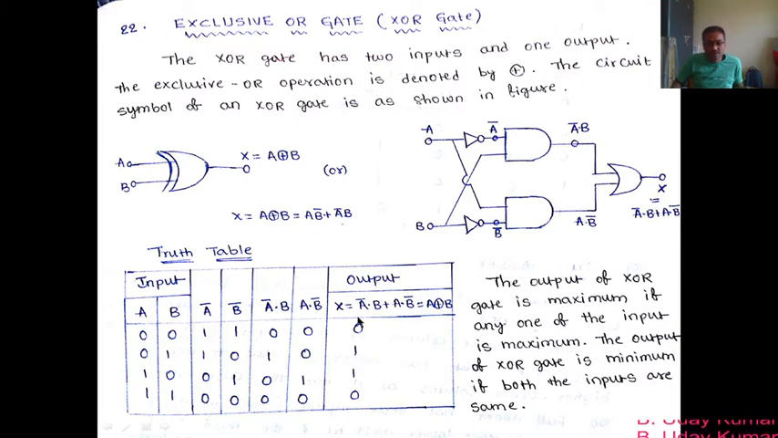So now the output is nothing but A bar dot B plus A dot B bar, right? So this is A bar dot B and this is A dot B bar. So we know the values of A bar dot B and A dot B bar. Just add them. Okay, there is a plus symbol here. So what does this symbol show? This symbol shows that the output is acting like an OR gate.